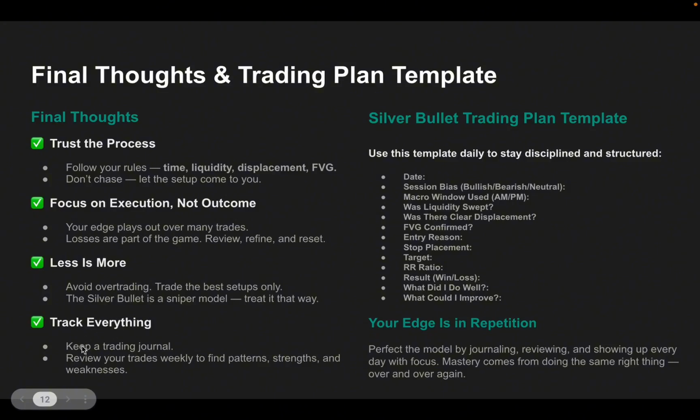Track everything. So you want to be keeping a trading journal. Review all your trades weekly to find patterns, strengths and weaknesses in your trades. So, silver bullet trading plan template. This is a quick bonus for you guys. Use this template daily to stay disciplined and well structured in your trading journey. You can either just copy and paste every single one of these, but I'm going to be putting it in the description. So if you have a look, link in the description, I'll have a quick PDF format of every single thing that's in here.